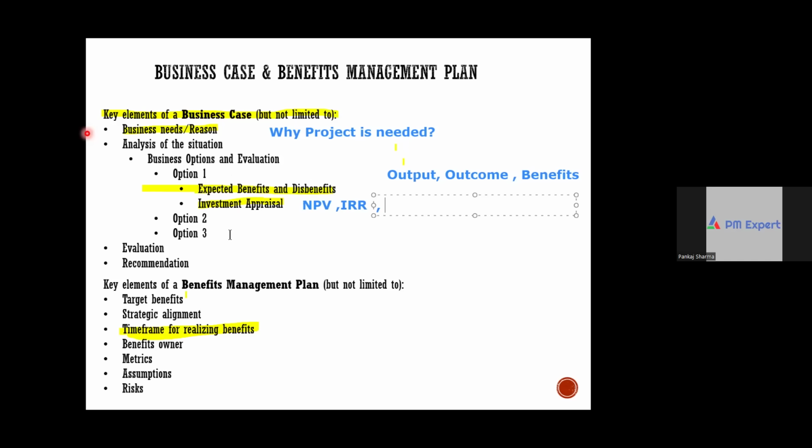These are three different options, and you will choose the most viable. Right now, this can be done by simply doing a benefit to cost ratio. Whichever has the best benefit to cost ratio, you will go with that option, right?